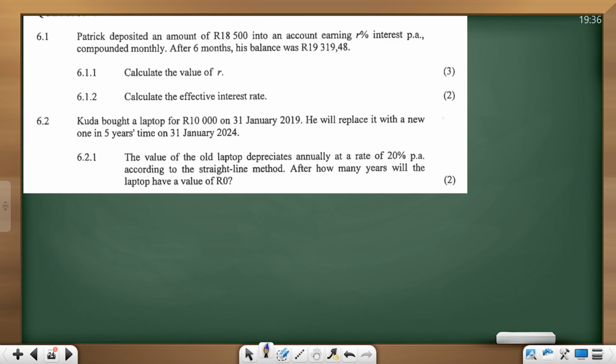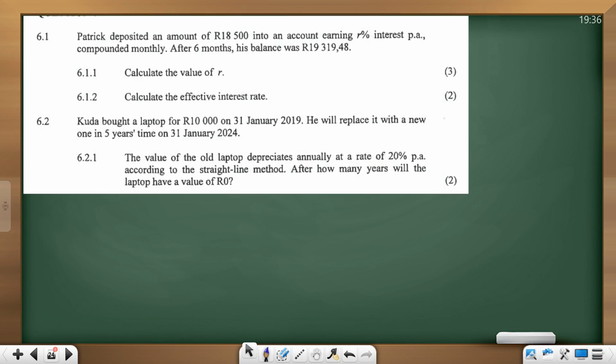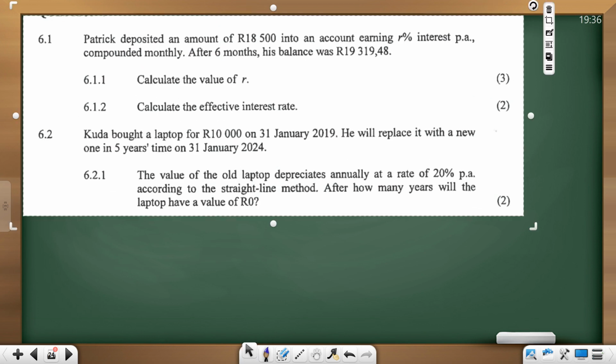Let's move, guys, quickly. That's functions. Patrick deposited an amount of 18,500 rand into an account earning R interest percent per annum compounded monthly. After 6 months, his balance was 19,319.48. So he deposited 18,500, and at the end of the period, it became 19,319.48. What happened? It has grown. Calculate the value of R.